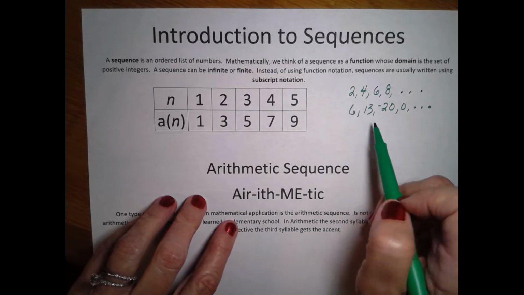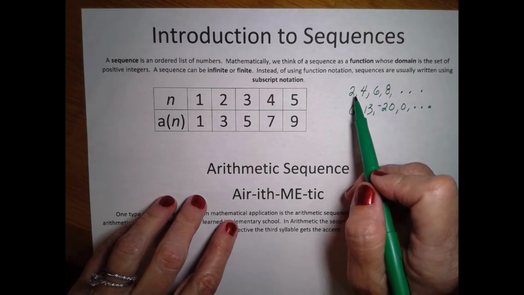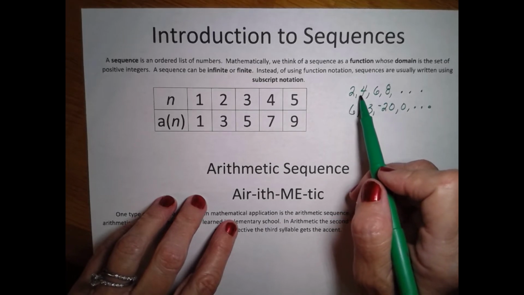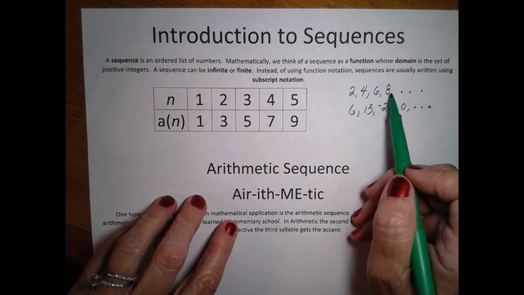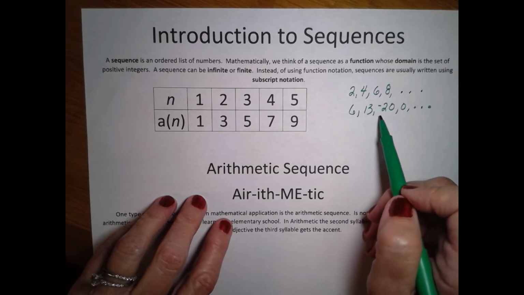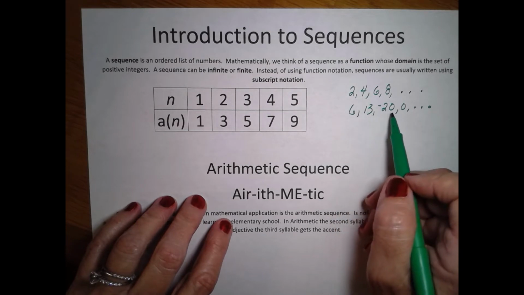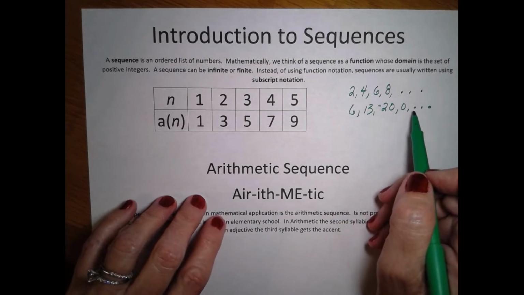The difference between the two is that if I look at the first sequence, I can easily see that each time I've added 2 to each term. In the second sequence, I can't tell what I added or what would come next in the sequence.